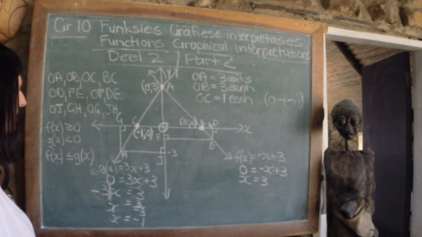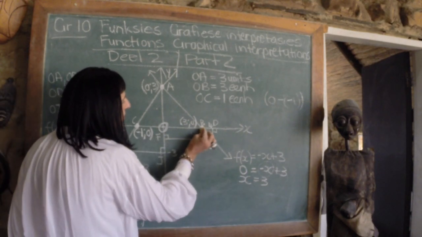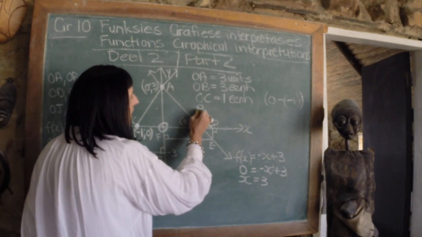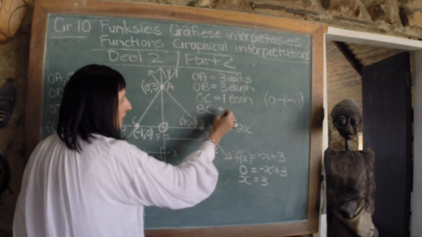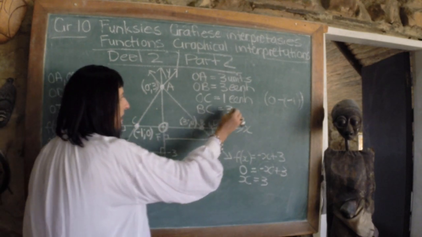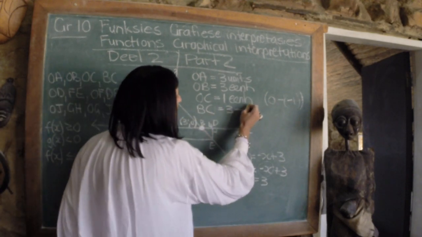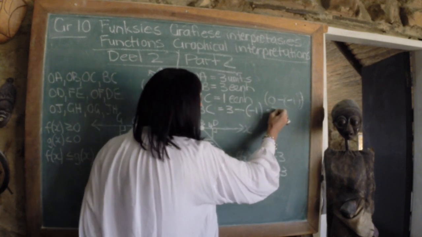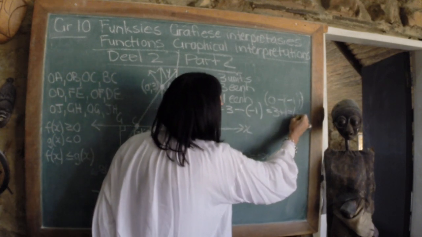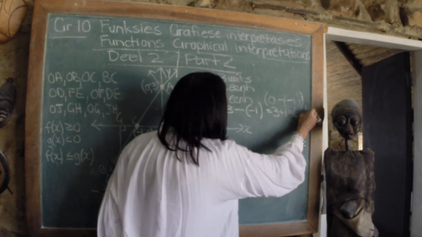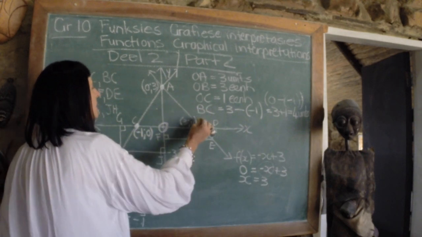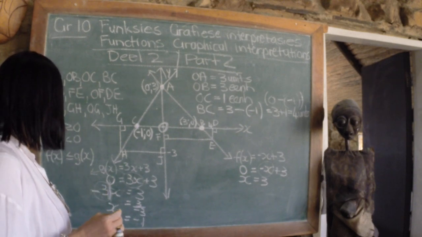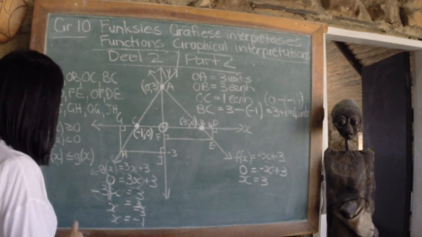Okay, next one, BC. Ek het al reeds die koördinaat B, en ek het al reeds die koördinaat C gekry. So as ek nou vir BC uitwerk, dan kan ek die grootste x-waarde vat, because it's a horizontal line, and I can minus the smallest x value. En 3 minus minus 1 gee vir my 3 plus 1, en dis gelyk aan 4 eenhede. If I'm a little man and I walk the distance from B up to C, I will walk 4 units in total.